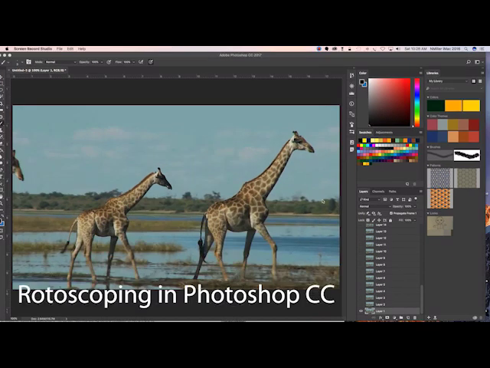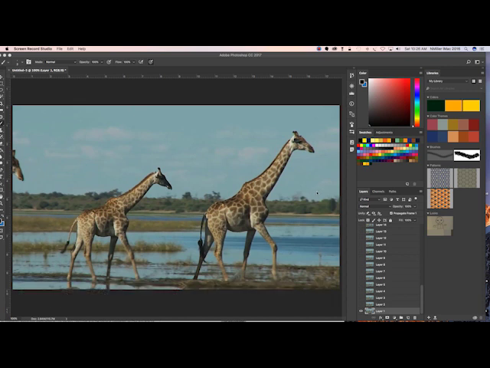All right, guys. So in Photoshop, I'm going to show you how to rotoscope. Rotoscoping is a technique they used back in the day where animators would actually trace over film footage to get like a very realistic idea of motion.